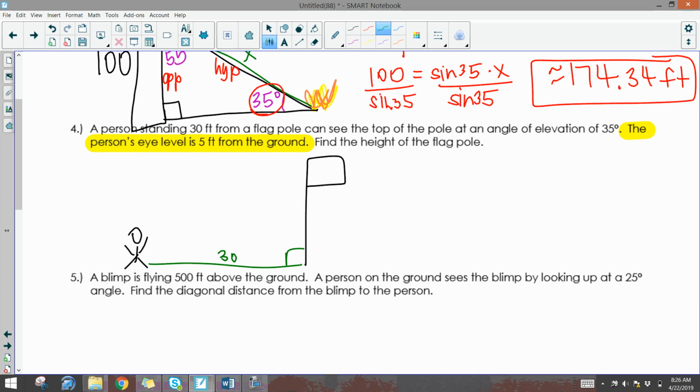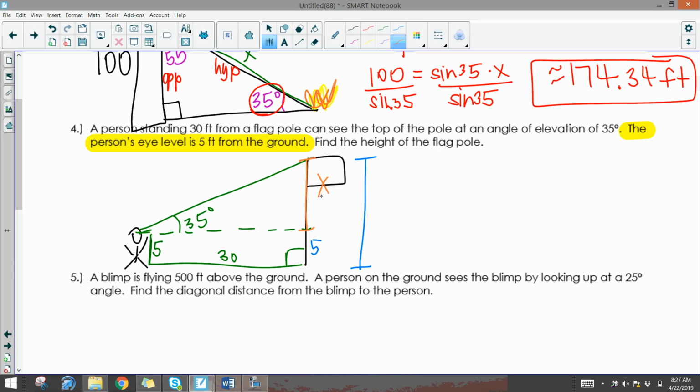So remember, this is like the ARIA question from last week. You look from your eyes, not from your toes. So up to here, once you look out and up, this is 35 degrees. It is saying that the person's eye level is 5 feet off the ground. So I know this distance right here is 5. We want to know the height of the flagpole. Well, that's the entire distance, and all I know right now is that this part is 5. So we need to go ahead and solve for x, which is going to be this distance, and then we can add 5 to it.